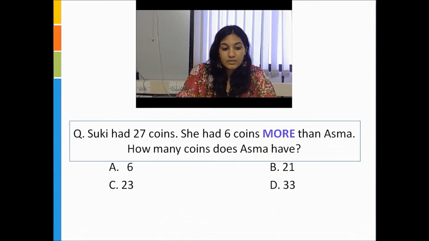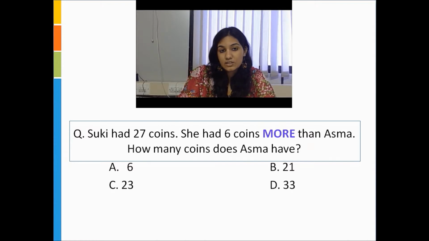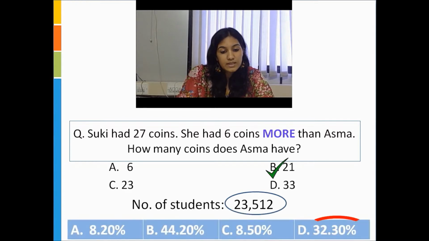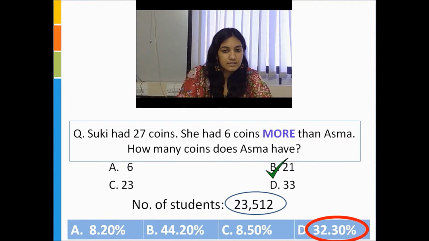Similar mistakes are made when students spot the word more. In another class 3 asset paper, the question given said that Suki had 27 coins and that she had 6 coins more than Asma. Students were required to find out how many coins Asma had. Out of the 23,000 students that attempted this question, 32% seemed to have concentrated only on the word more and added 27 to 6 to get the answer 33.